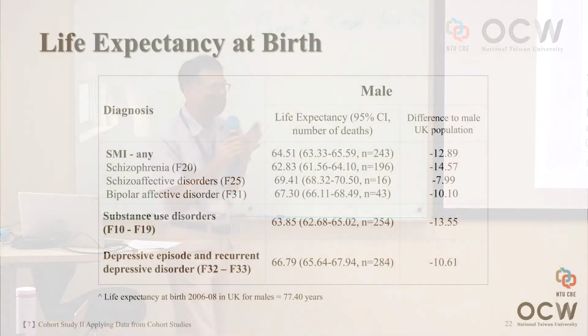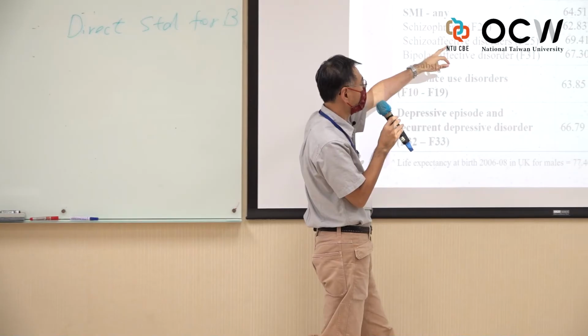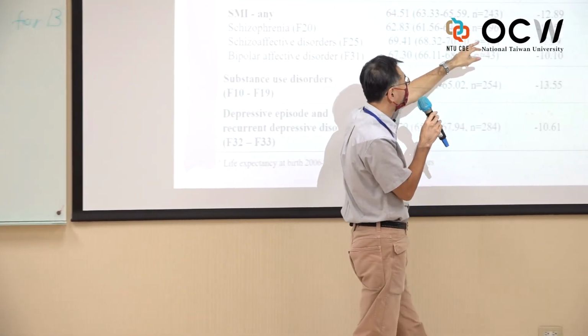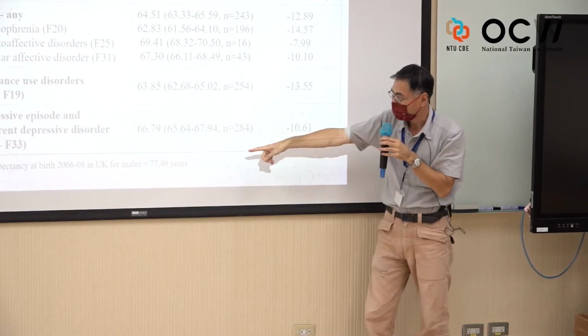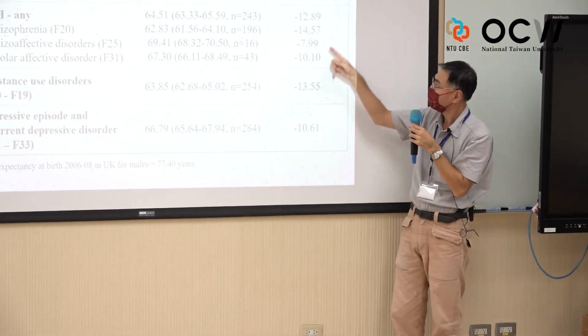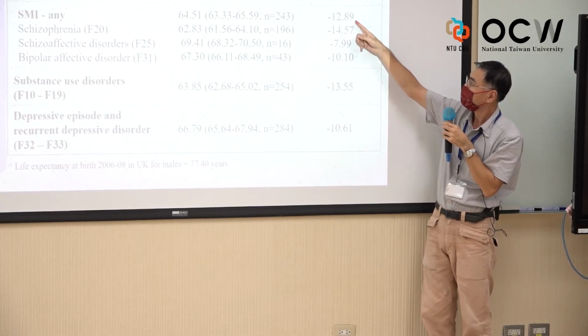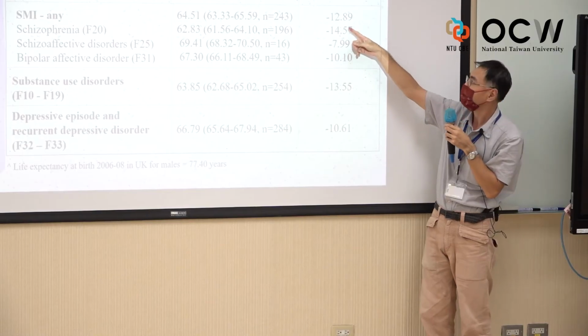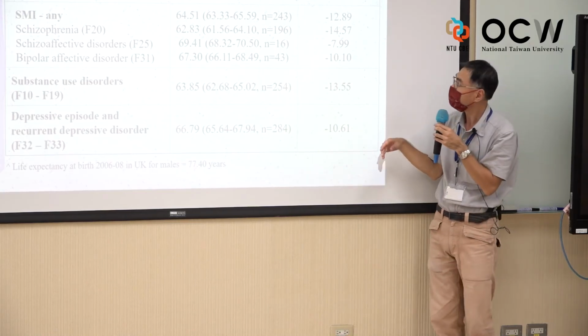Okay, so here's the outcome for the estimation of life expectancy at birth. Any severe mental illness is 64. And comparing to the national norm, which is the parameter of the country, for male is 77. So the difference is pretty gigantic, about 13 years less compared to the national norm.